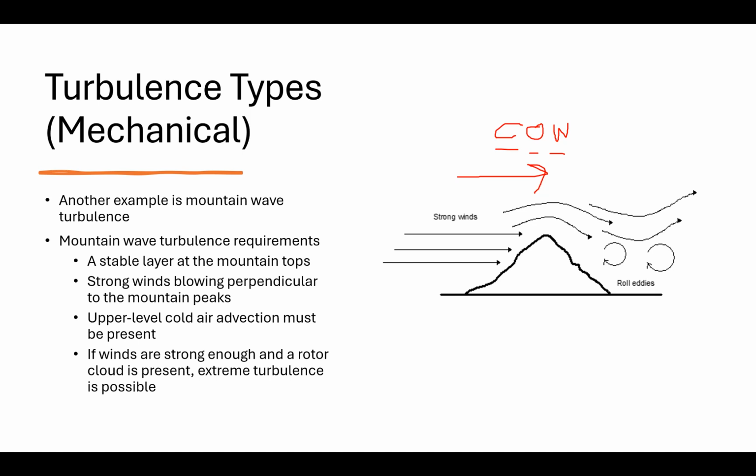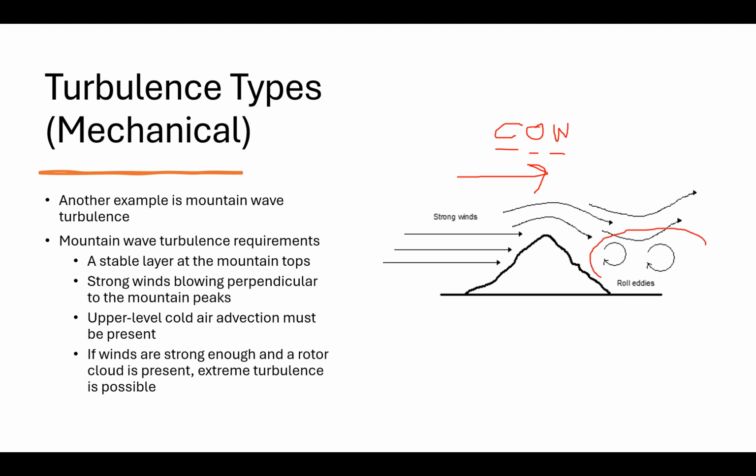Specifically, if it's during the day, you're going to get these convective currents to set up. If winds are strong enough and a rotor cloud is present, extreme turbulence is possible. All right, I'm going to tell you right now, as a former air traffic controller, I cannot get this to work right now, and I apologize. Oh, there you are. Okay.